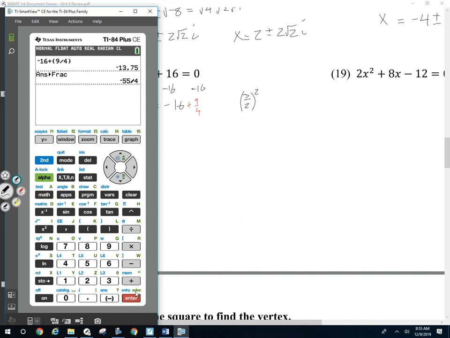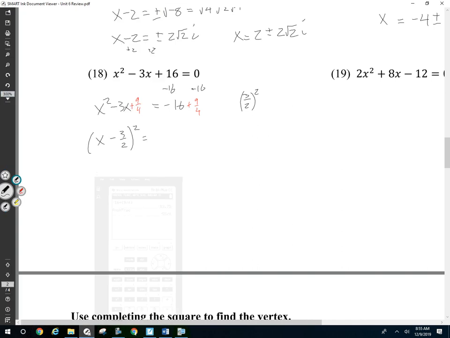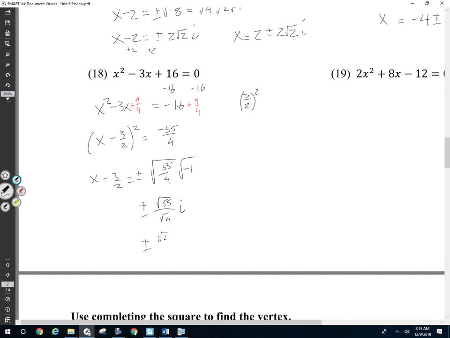We could turn it into a fraction, negative 55/4, or we could leave it as a decimal. It doesn't matter. Square root, not pretty, but we can actually simplify this. 55/4 and this negative 1. We got 11 and 5. It doesn't help us. But the square root of 4 you can take. I could write this as root 55 over root 4, and then this is i. This is a plus or minus, so this is plus or minus root 55 over 2 i.